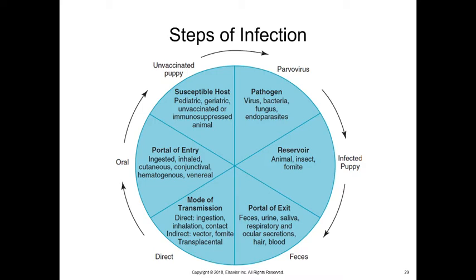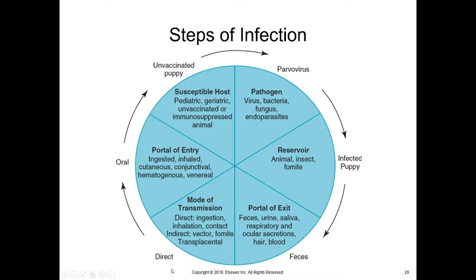So, steps of infection. First, we have a pathogen, for instance, maybe parvovirus. Then we have a reservoir. That means the parvovirus is living in an infected puppy. The portal of exit is how this parvovirus gets out of the animal. Is it feces, urine, saliva, respiratory or ocular secretions, hair, blood? In parvovirus, it comes out through the feces.